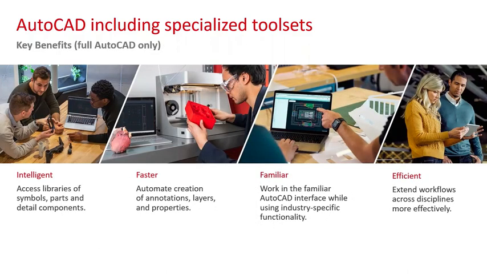Those specialized tool sets, the key benefits with obviously full AutoCAD in this case, you wouldn't get the tool sets with LT, is that you've got the access to loads of libraries of symbols, parts, detail components. I mentioned the electrical tool set. That's full of symbol libraries for all of the different electrical components you put in electrical drawings and instrumentation drawings. It also allows you to be faster. You've got creation of annotations, layers, and properties, and it's automated in some of the tool sets. However, it's familiar. It's the AutoCAD interface. It's the good old AutoCAD engine that you're driving, just with an industry focus in the tool set.